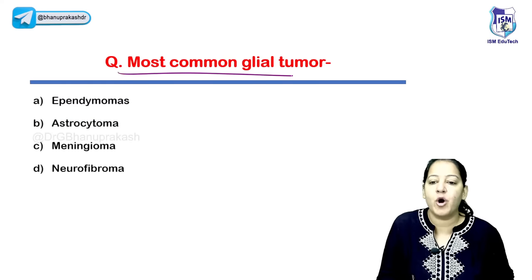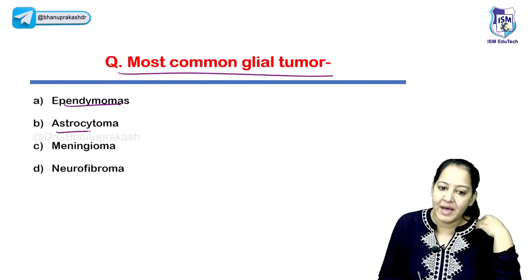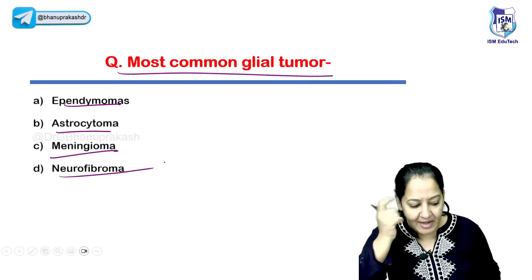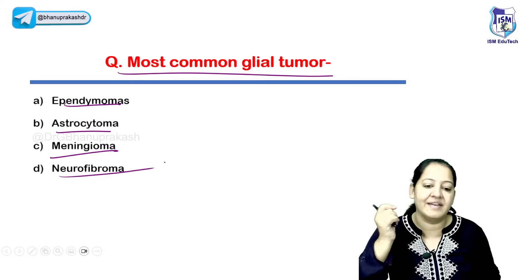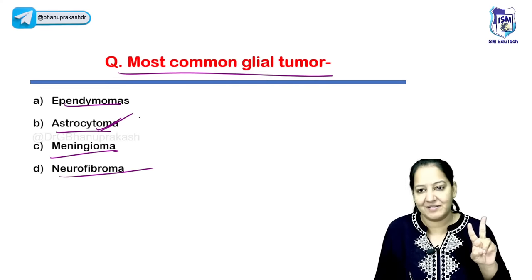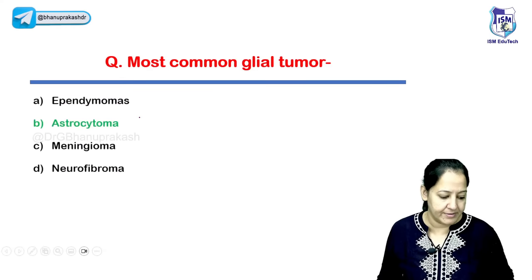The next question, most common glial tumor. Tell me the most common glial tumor in the brain. Is it ependymoma, astrocytoma, meningioma or neurofibroma? Very easy question. Yes, astrocytoma. In children, it's type 1. In adults, it's type 4. But astrocytoma is the most common brain tumor overall. So, correct answer here is B.